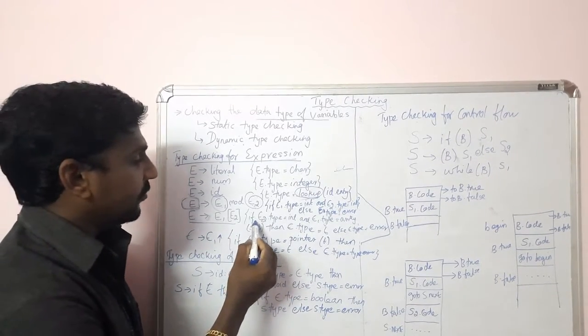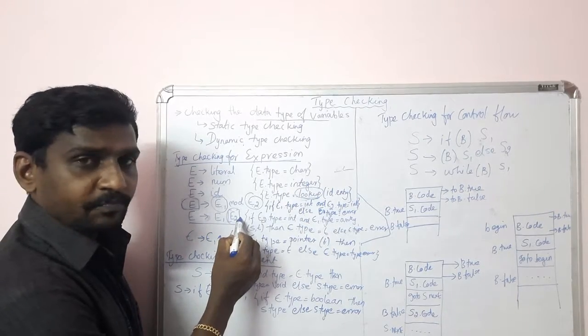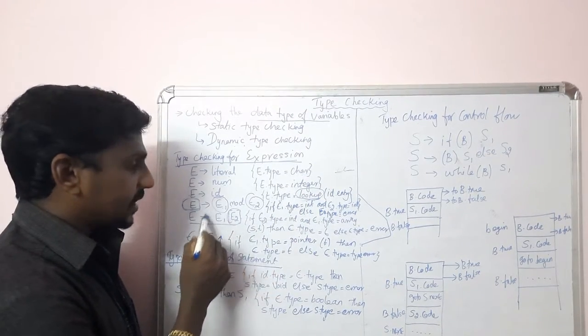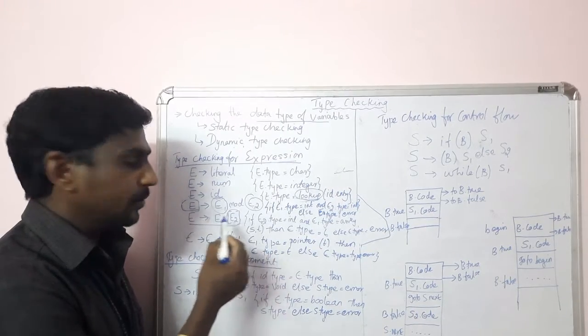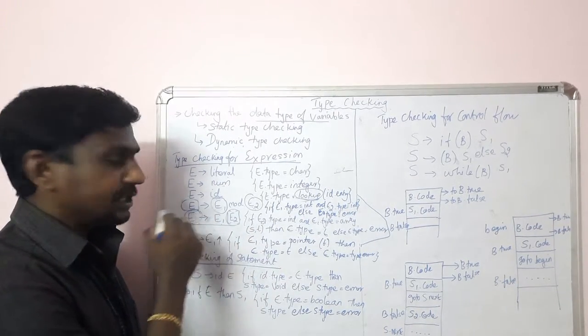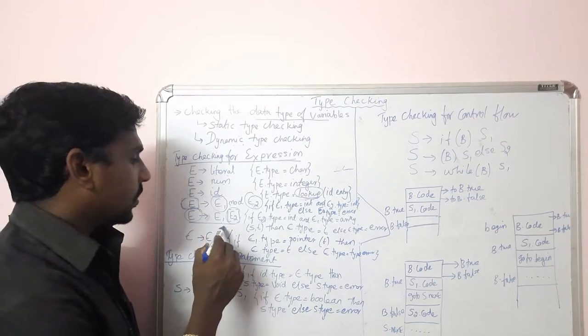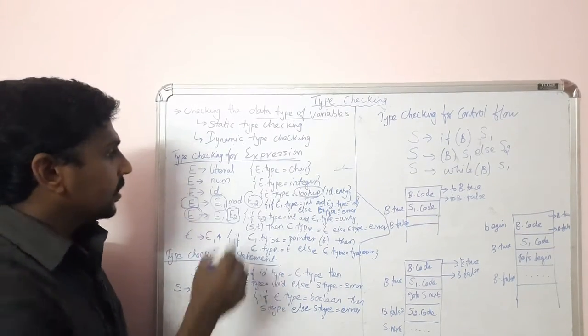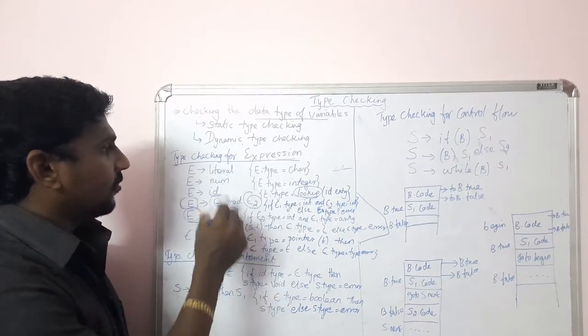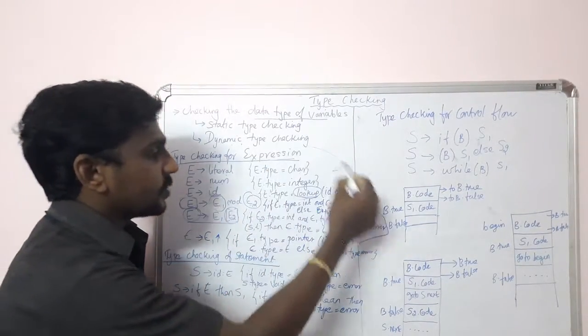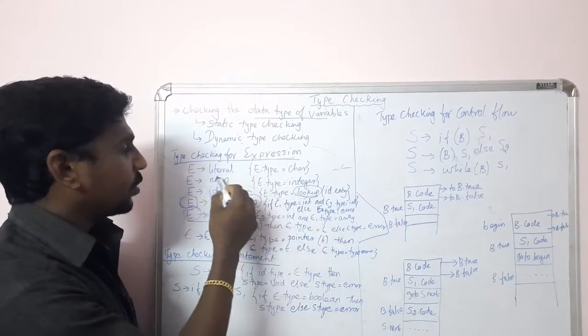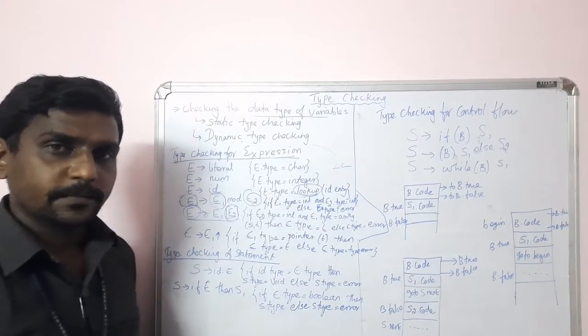So how we are writing the type is: if E2.type is integer and E1.type is array of S, this is the array value calculation, then E.type is integer. Else it is error. Clear? So this is the type checking for expression. This is the expression grammar, this is the semantic rule. Based on the semantic rule, this type is checked by the compiler.